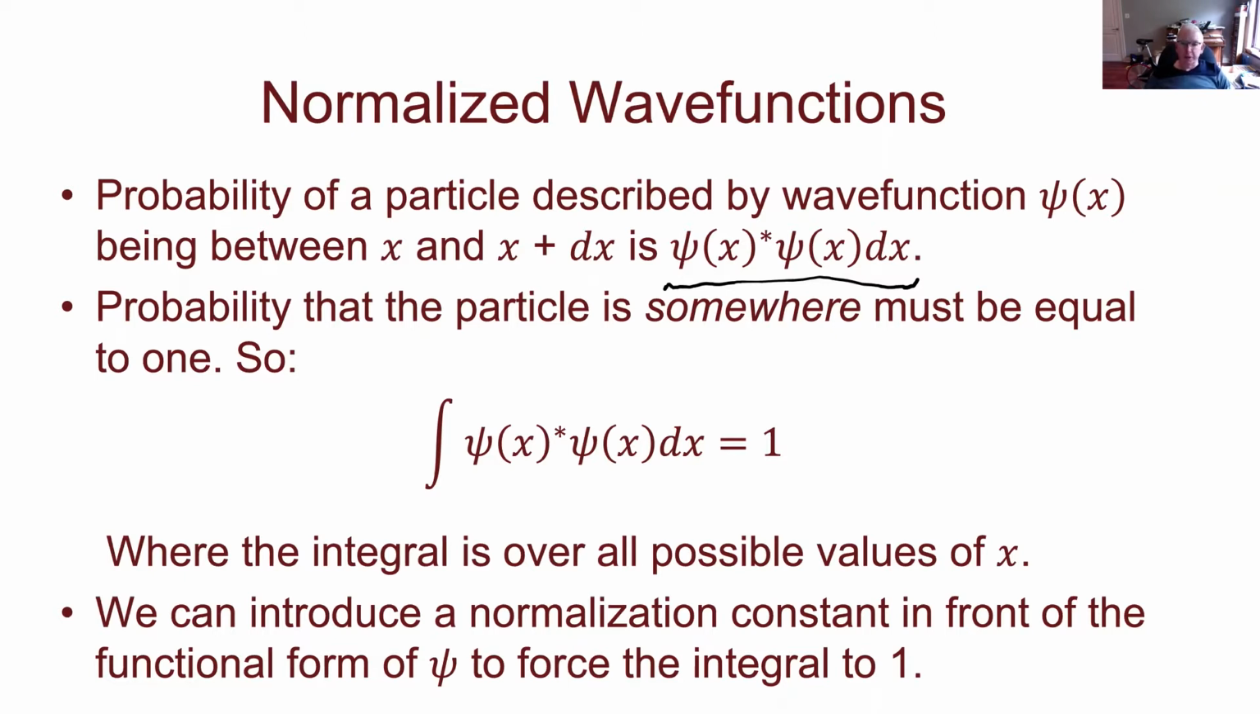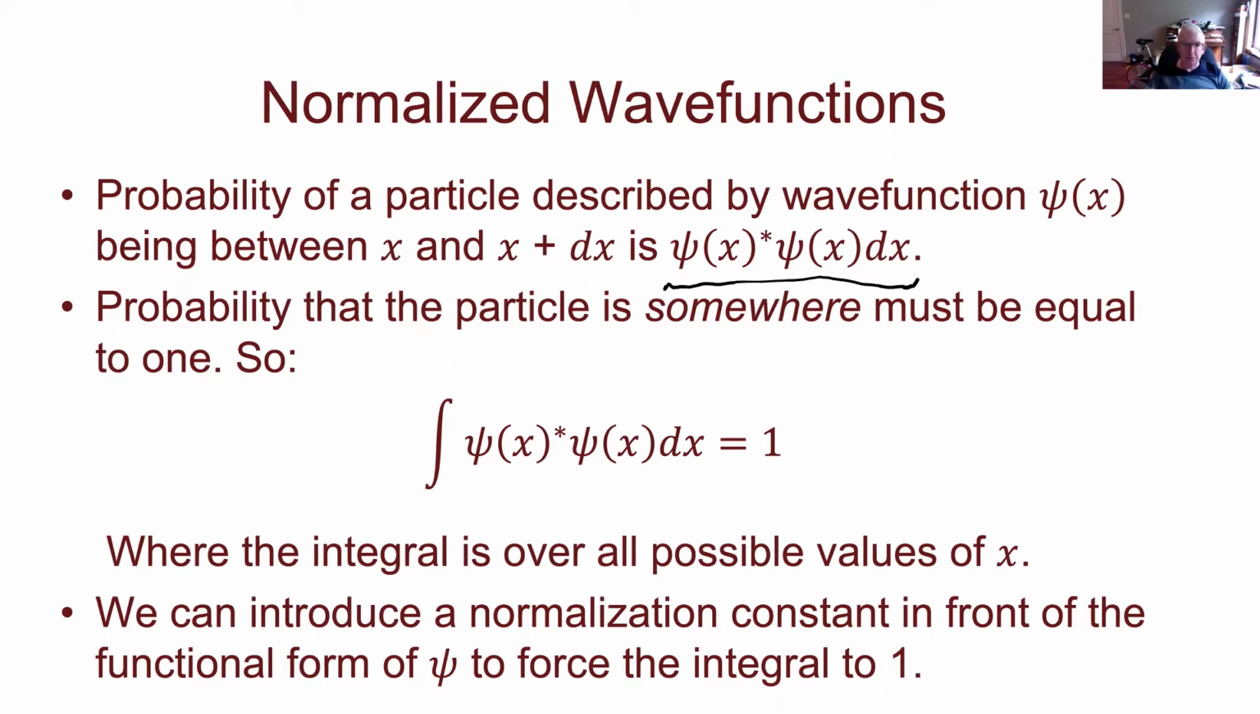When I do this, if this integral is not equal to 1 naturally, then I'm going to multiply the wave function by some constant in order to force it to be equal to 1. So we're going to introduce a normalization constant such that the integral is definitely driven to be equal to 1. The best way to illustrate that is probably just with a simple example.